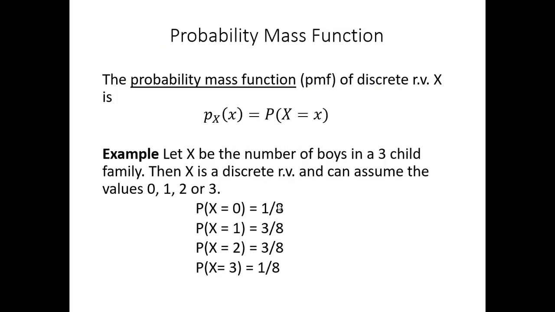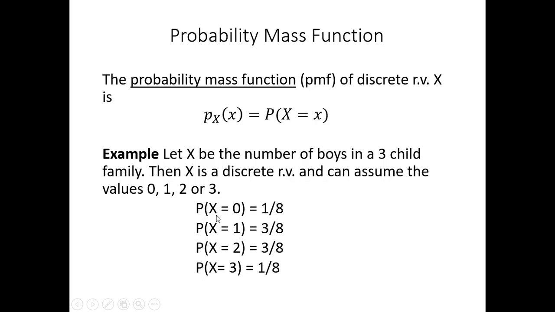Now, we define a probability mass function, sometimes abbreviated as a PMF, of a discrete random variable to be given by, say, P of x, and by this we mean the probability our random variable X is equal to a specific value x. So, as an easy example, let X be the number of boys in a 3-child family. Now our X is an example of a discrete random variable. It can assume the values 0, 1, 2, or 3.